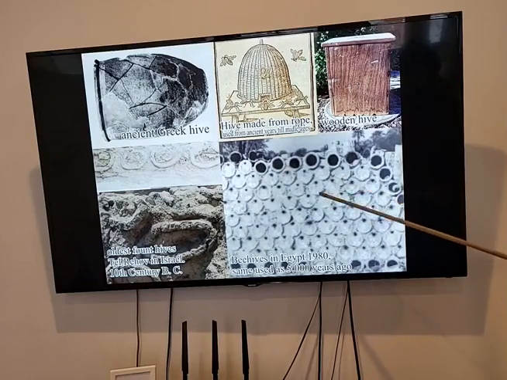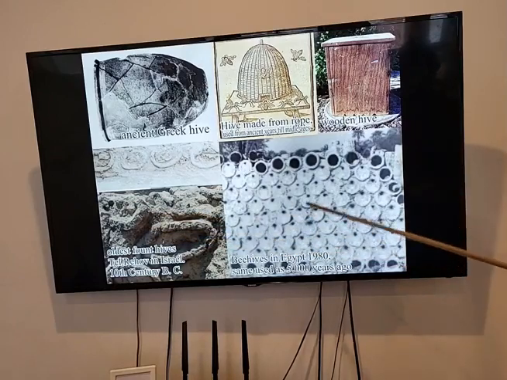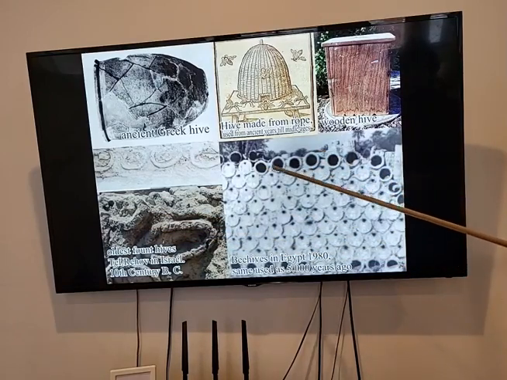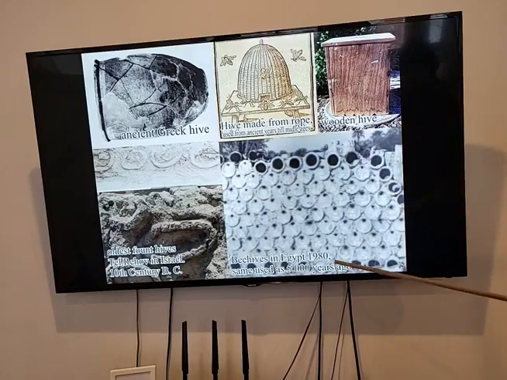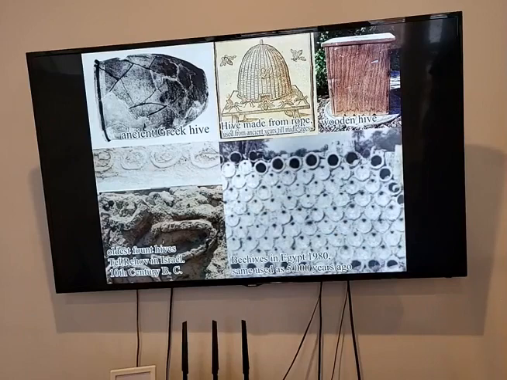But you see that the system is similar to how it was in Israel. These holes, each hole is one beehive inside. This is the old system before Langstroth's technology. Okay, let's go read.